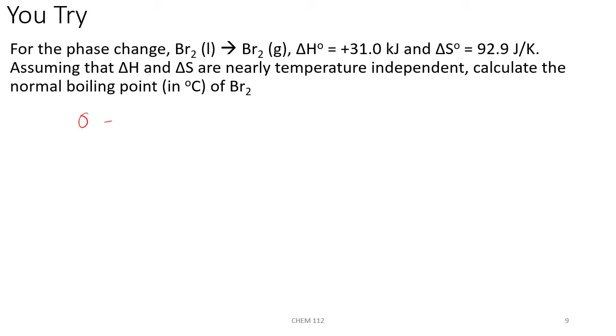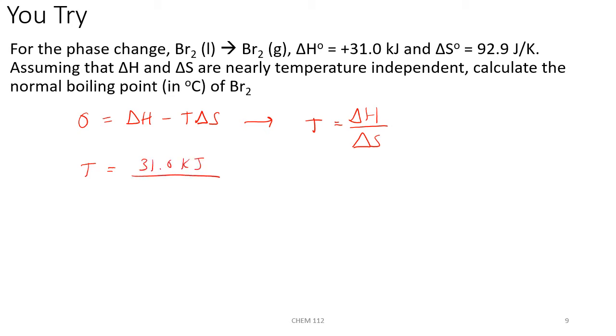We're going to plug in 0 for our delta G equals delta H minus T times delta S. Rearranging, we get the temperature is equal to the enthalpy divided by the entropy change. So we can solve for that temperature in Kelvin. Our delta H is 31.0 kilojoules, and our entropy would be 92.9 times 10 to the negative third kilojoules per Kelvin, making sure to convert it so that our enthalpy and entropy have the same units of kilojoules. This gives us a temperature of 334 Kelvin.